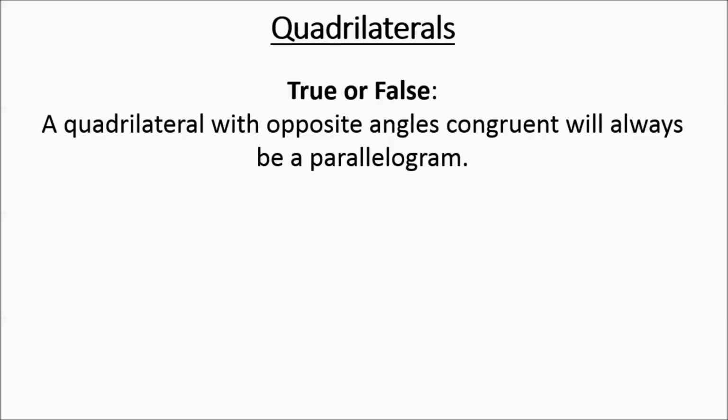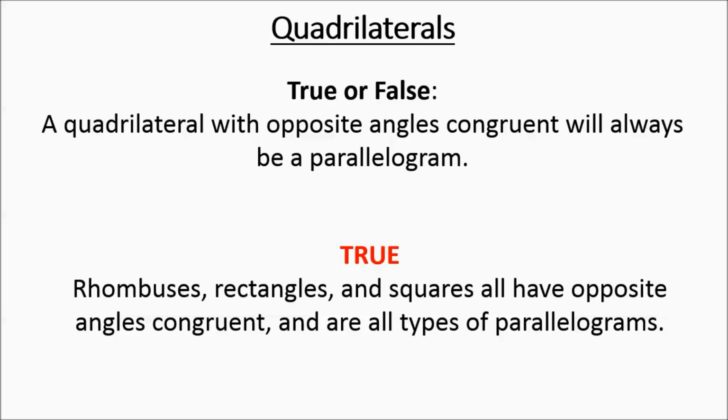A quadrilateral with opposite angles congruent will always be a parallelogram. Opposite angles being congruent, that means if one angle was 30, its opposite angle would also be 30. This is true. Rhombuses, rectangles, and squares all have opposite angles congruent, and they're all falling under the parallelogram family. Rectangles, yeah, the angles are 90, but even opposite angles are 90, so that means the opposite angles are congruent.